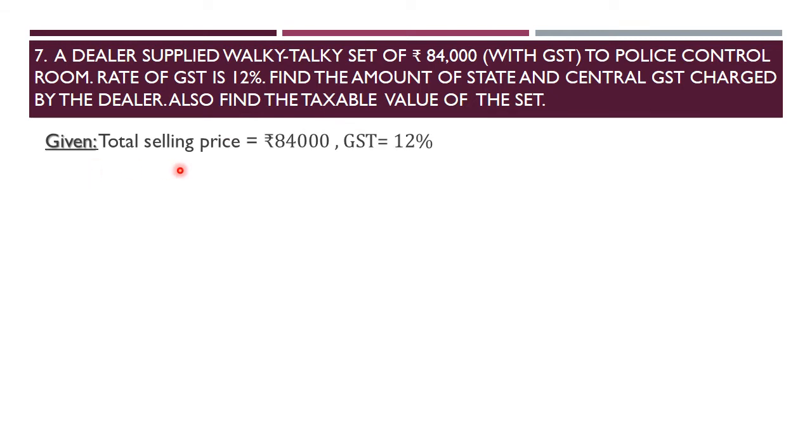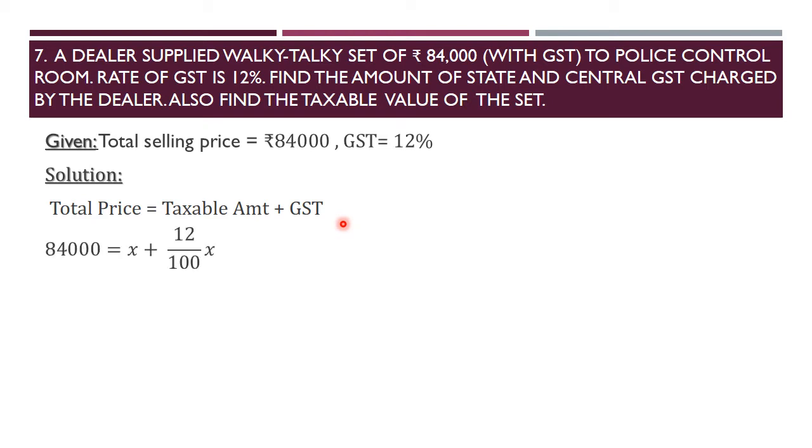So total selling price is rupees 84,000 and GST is 12%. First we know that total price means taxable amount plus GST, and total price is given to be 84,000. So if we let the taxable amount be X, or assign variable X to the taxable amount, then GST will be 12% of that X. So X plus 12% of X should be equal to 84,000, which is given in the question.